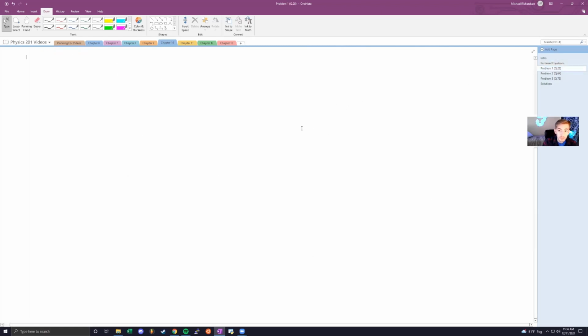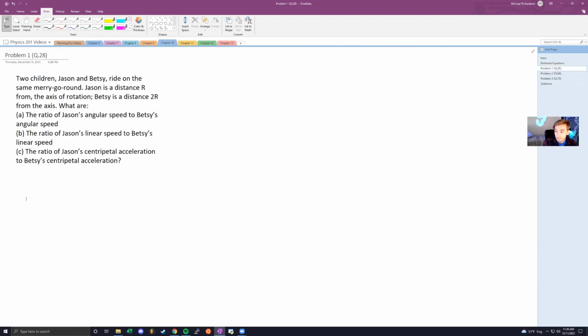So let's get into our first problem. Two children, Jason and Betsy, are riding on the same merry-go-round. Jason is a distance of r from the axis of rotation, and Betsy is a distance of 2r from the axis of rotation. What we want to find is the ratio of their angular speeds, the ratio of their linear speeds, and the ratio of their centripetal accelerations.